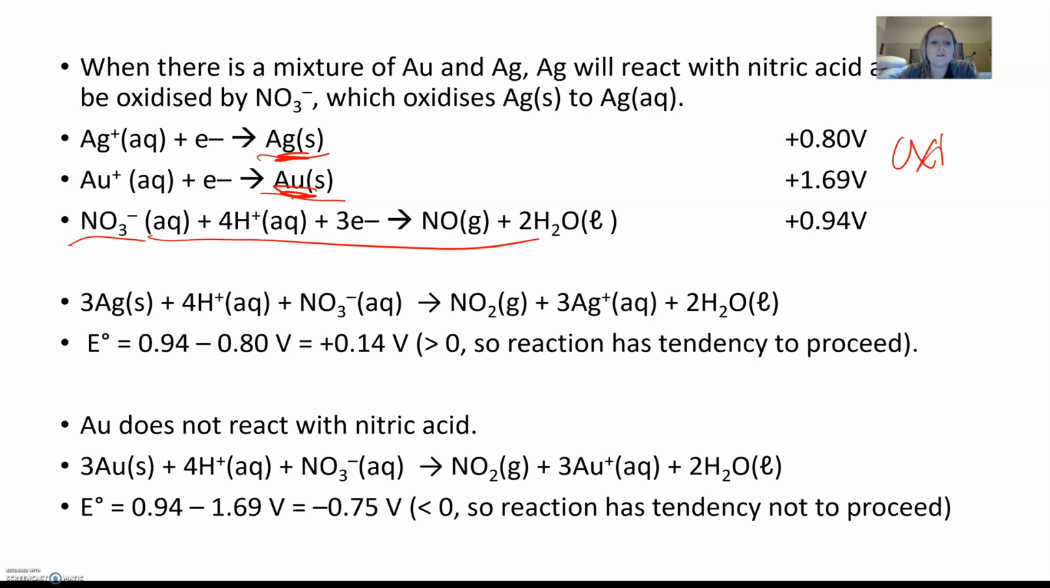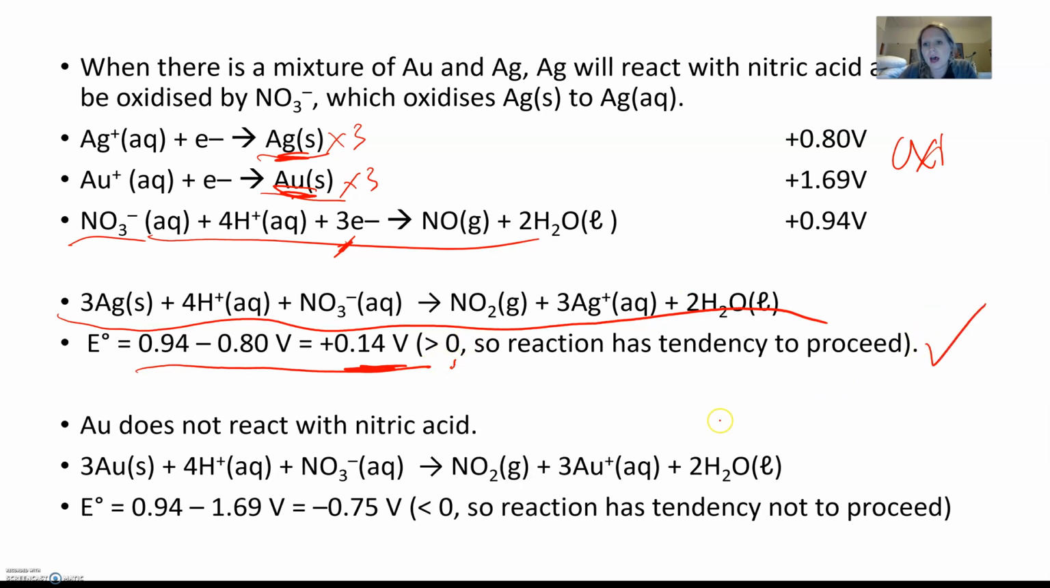So therefore, if we do a full equation, which you can see here, there's 3 electrons in this one, and then if we react it with Ag, first of all, we need to times this one by 3, and we'll have to do that for the gold as well. There's the full equation, remembering you've got to do a full equation to get full marks. And then I do a cell potential, reduction minus oxidation. I see it's positive, which means that we can use nitric acid to react with silver, and a reaction will occur, which is really cool.